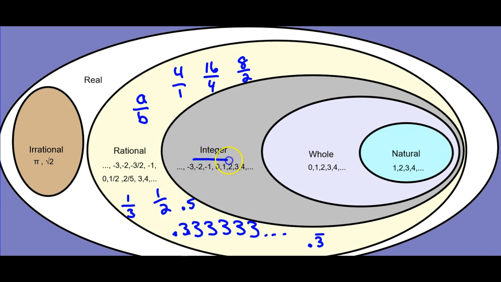So all of the integers are rational, all of the whole numbers are rational, so are all the natural numbers. And then plus you have these numbers that are in here that don't fit into these three bubbles, but they are still part of the rational numbers. So everything that's natural is whole, everything that is whole is an integer, and everything that is an integer is a rational number. And then we've got these additional rational numbers in here that don't fit these three bubbles.